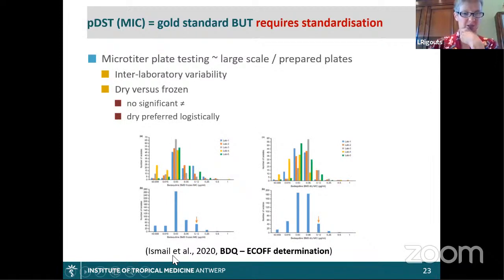And this is a recent publication from Ismail and colleagues on the use of this microtiter plate testing on a large scale using prepared plates. They used dry and frozen plates, and they didn't see a significant difference between the performance of both plates. But there was clearly some interlaboratory variability, and it is a complex figure that is shown here, but you may take a look at it yourself later on. But it's clear that the different laboratories had different peaks, and there was some variability between the laboratories.